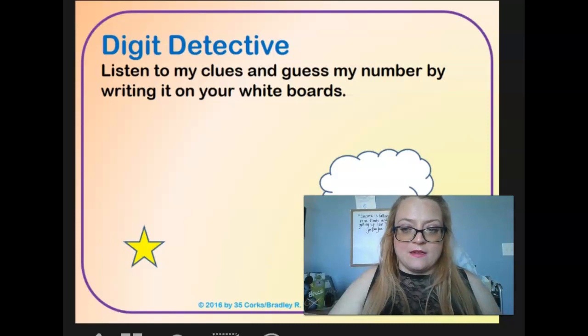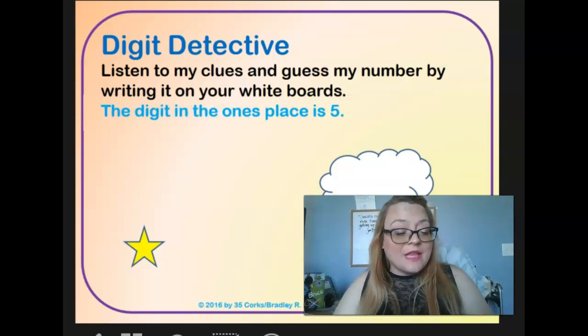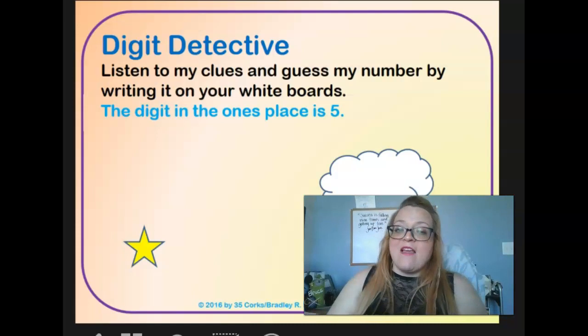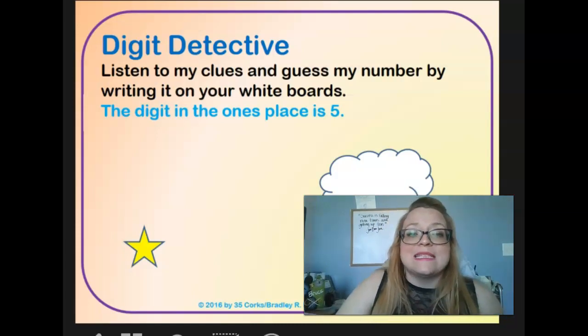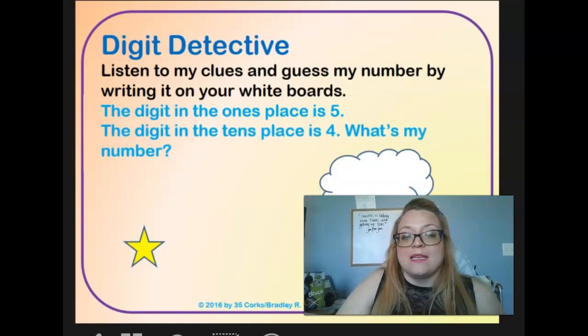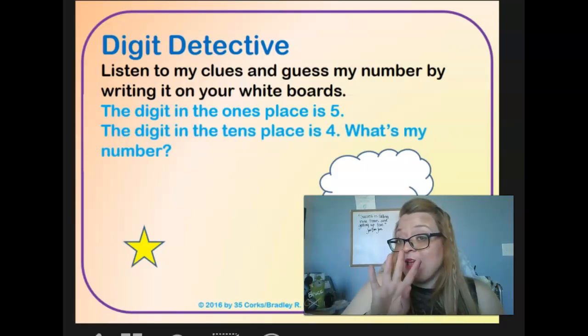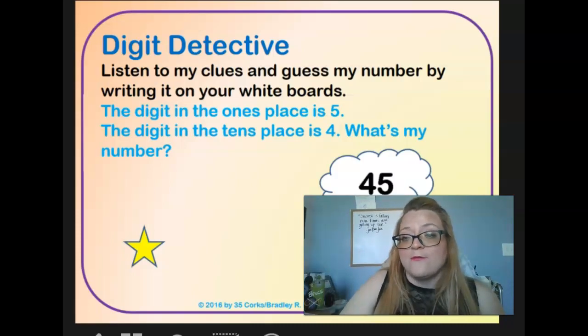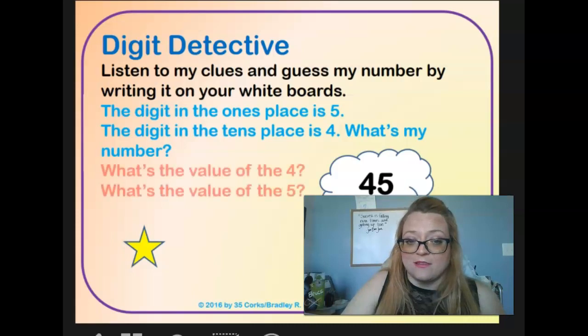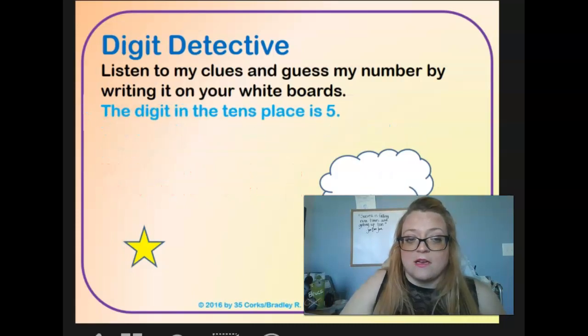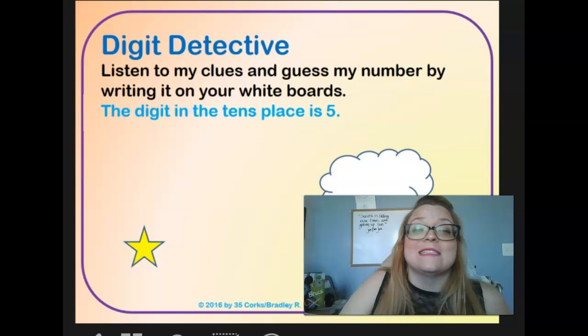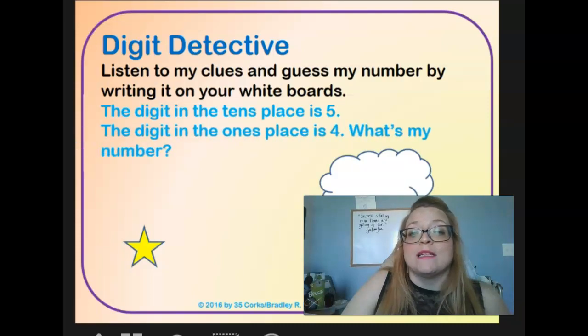Listen again. The digit in the ones place is a 5. The digit in the tens place is a 4. Write your number. 45. All right, the digit in the tens place is a 5. The digit in the ones place is a 4. What's my number? 54.